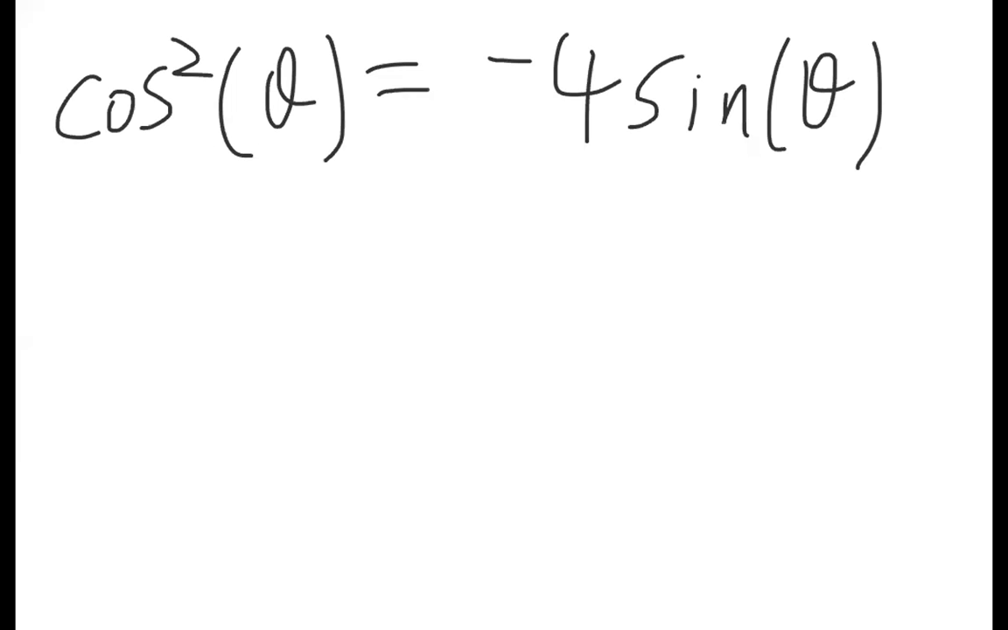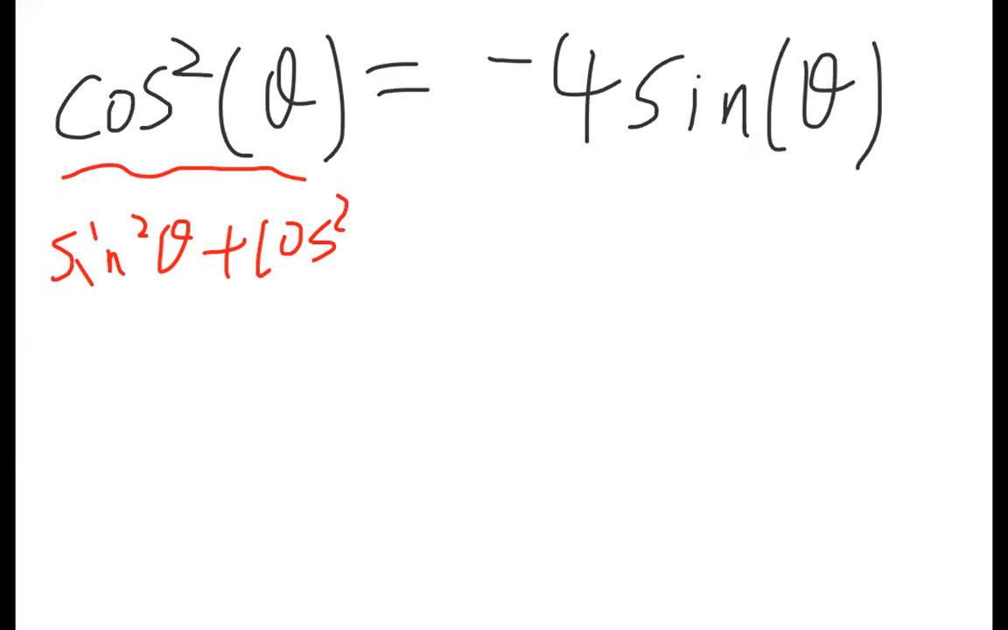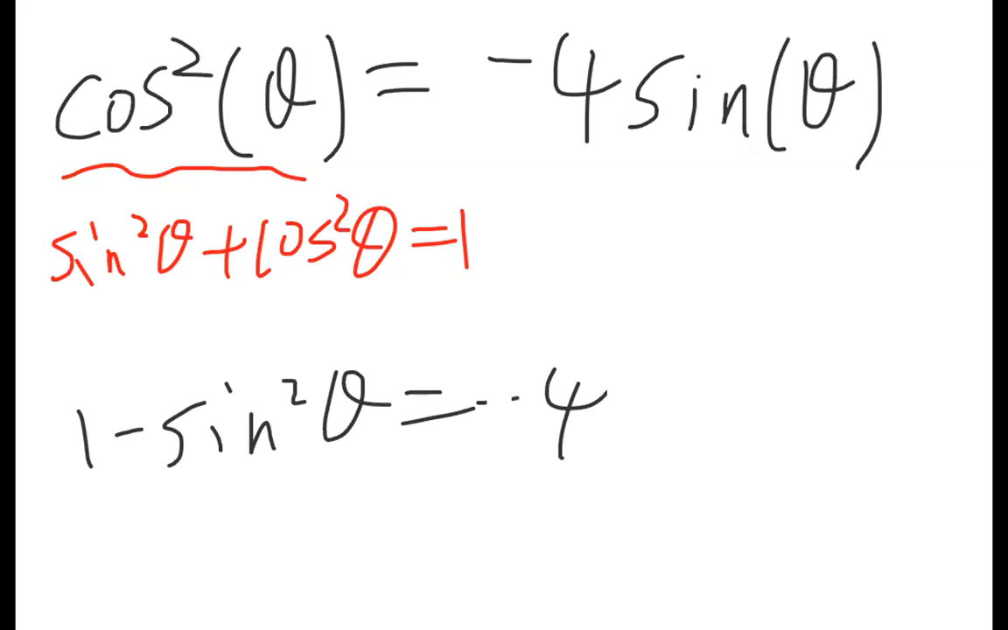All right, let's go over this. So in this case, you have cosine and sine, right? There are two different functions. You don't want that. So basically, you have to convert one into the other one. The easier way is to convert cosine square into sine function, right? By using the Pythagorean identity, sine square plus cosine square is equal to 1, right? So it becomes 1 minus sine square theta is equal to minus 4 sine theta.